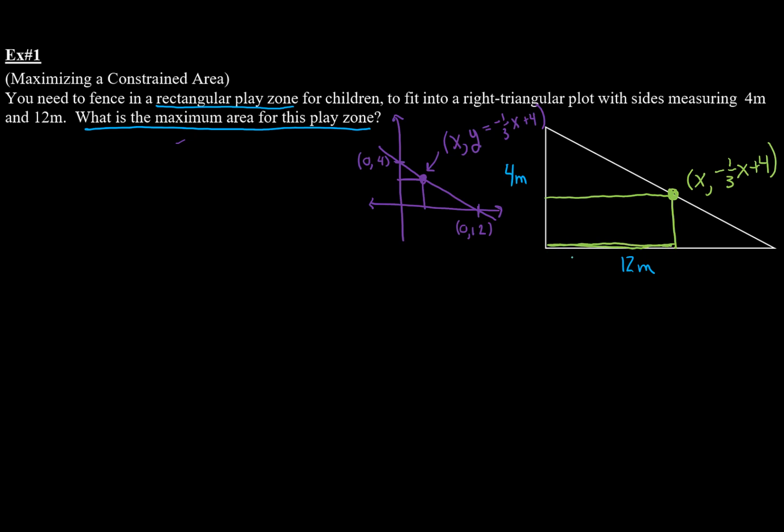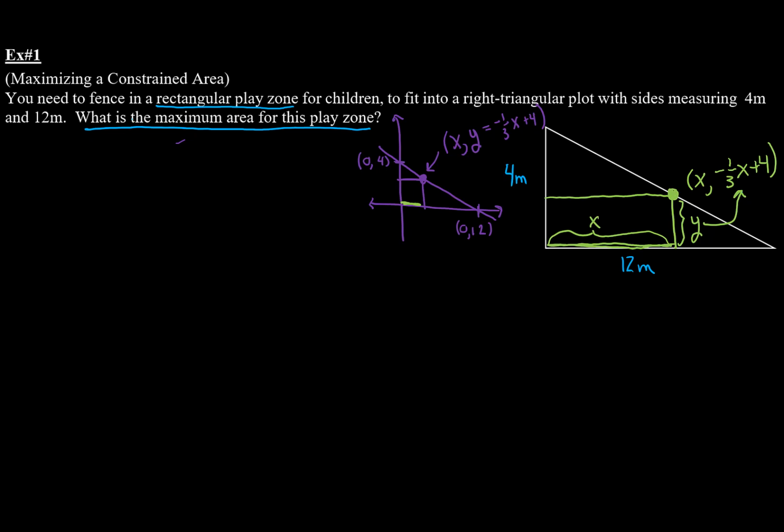Well, the whole width of the triangle is 12 meters, but the width of this rectangle here, if the rectangle is defined by this point, is going to be the x-coordinate, right? So the width is going to be the x-coordinate. And then the height is going to be the y-coordinate, which, as we know, is equal to negative 1/3 x plus 4.